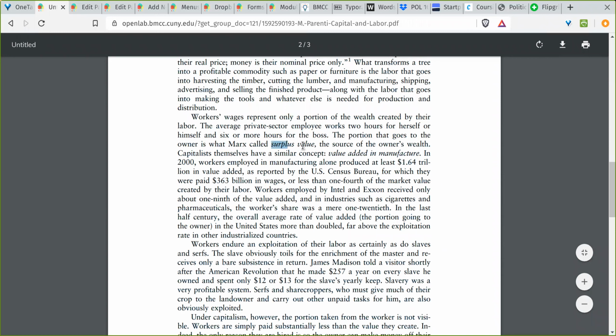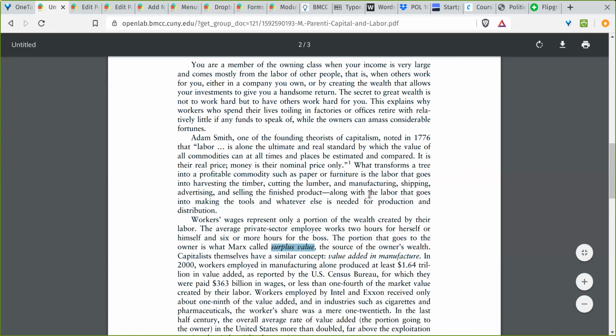Other important things here that I'm asking you to pay attention to is the concept of surplus value. Okay, what is that surplus value? What are we talking about here? Also, Adam Smith's definition of what we're going to call labor theory of value, which is a quote that is discussed by Parenti here. This is Adam Smith's labor theory of value. So think about what that means by studying this passage here.